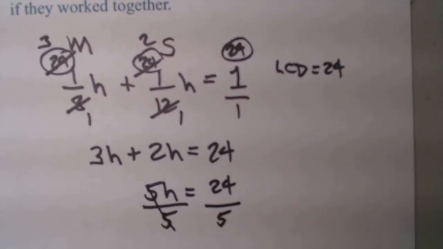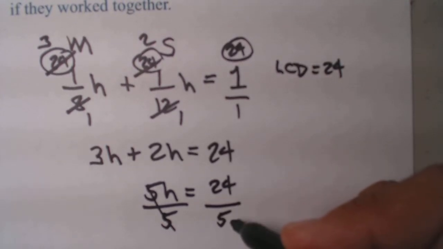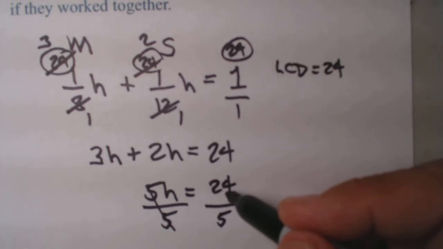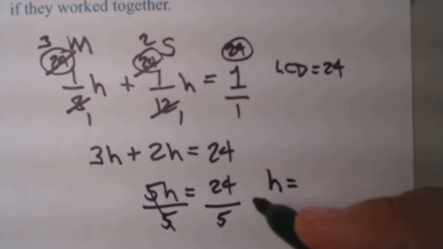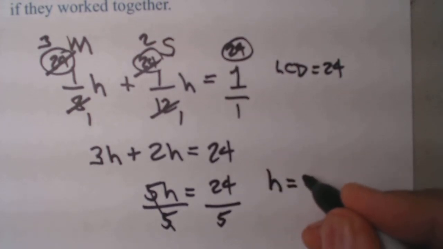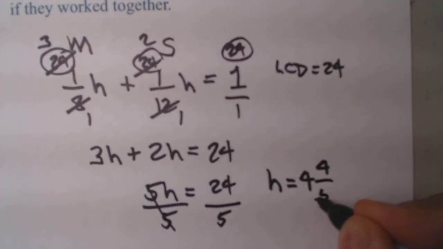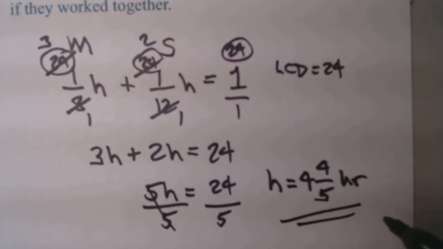There we go. Now, of course, since this is a word problem, we don't want to leave the answer as an improper fraction. We want to make a mixed number out of it because somebody walking down the street has a much better chance of understanding a mixed number value than an improper fraction like this. So we say h equals, let's see, 5 goes into 24 4 times, that's 20, and there's 4 parts left over. So it would take them 4 4/5 hours, okay, to work together to harvest that field.